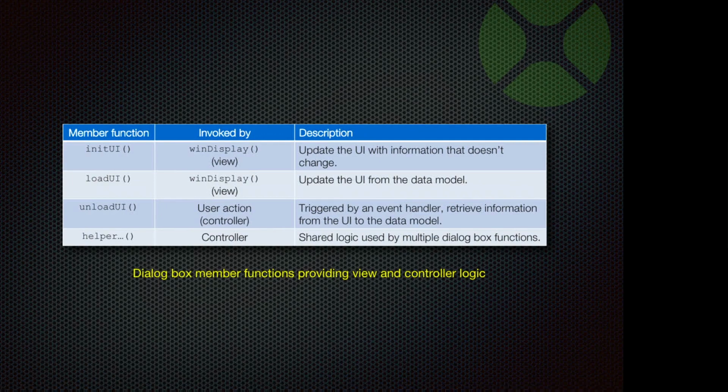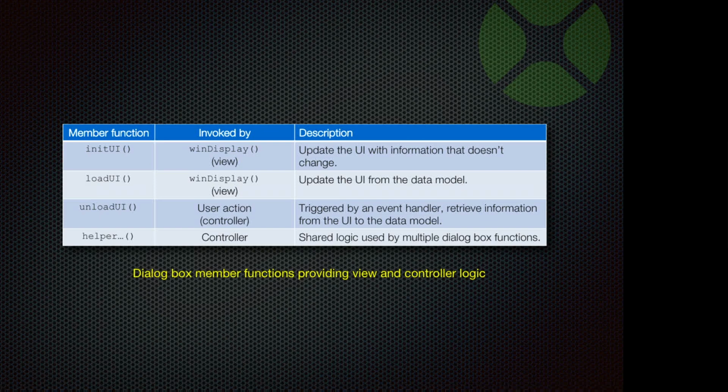So the init UI is invoked by the WinDisplay function within the dialog box. And it updates the UI with information that doesn't change. This is primarily the static data, like labels, for example. The load UI is a more dynamic thing that is called by, once again, WinDisplay, generally when you want to update the user interface from the data model. The unload, as you would guess, takes whatever is in the controls dynamically, that will generally change based on user input, and brings it back down.